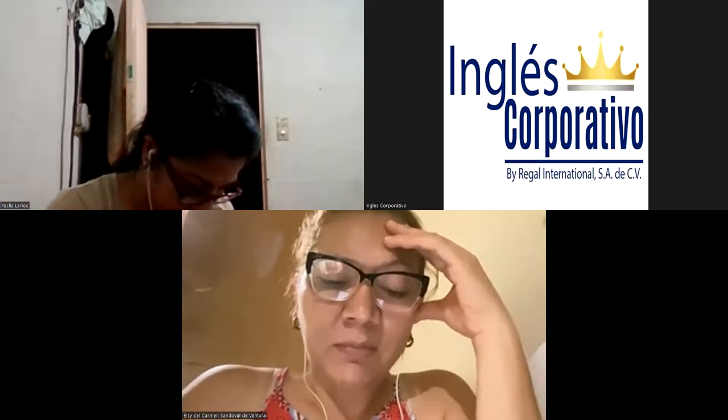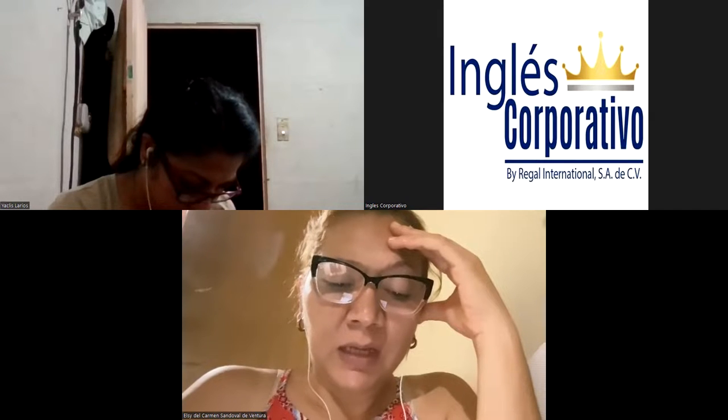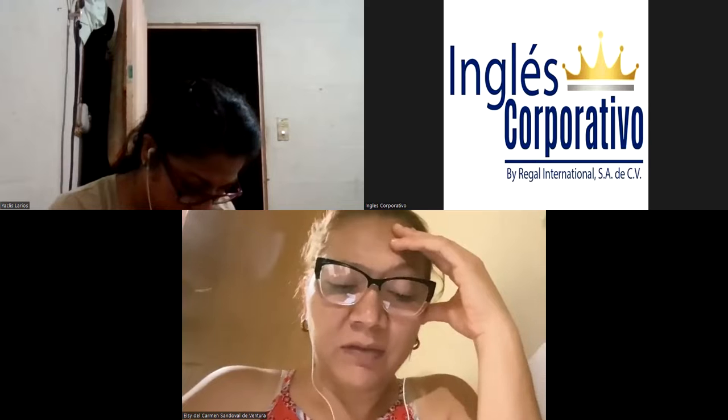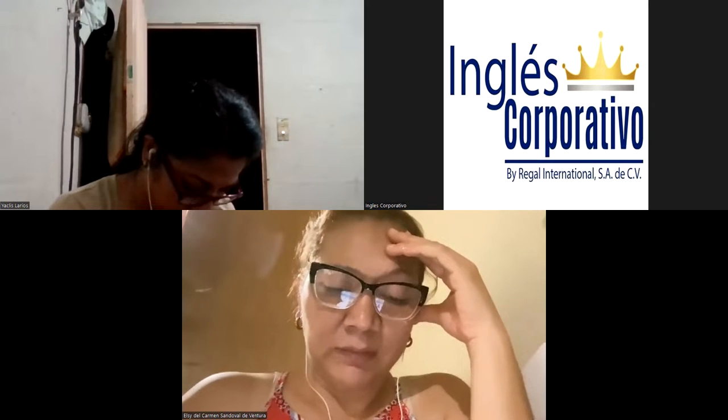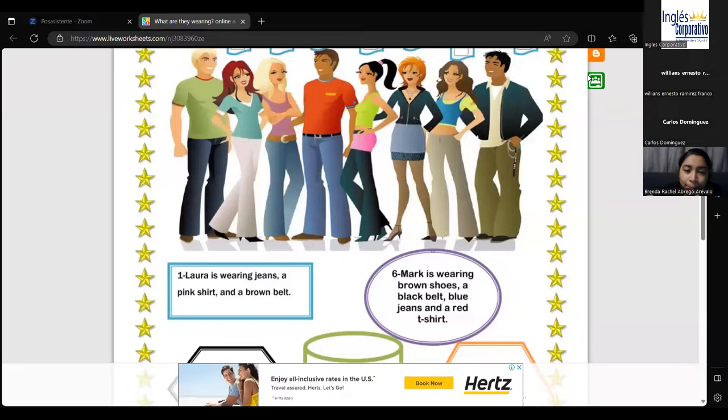Fred is wearing black shoes, jacket green. ¿El qué? Mark sería el de camisa roja, es el 6. Zapatos café, 6. Bueno, entonces, el primero tiene camisa verde. Laura is wearing jeans, a pink shirt and brown belt.